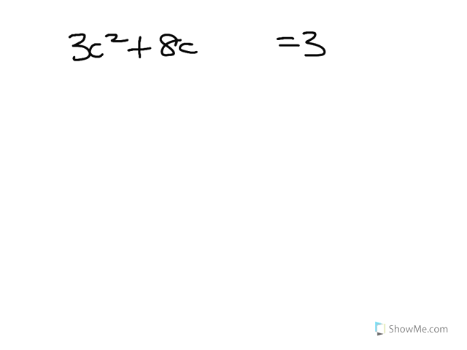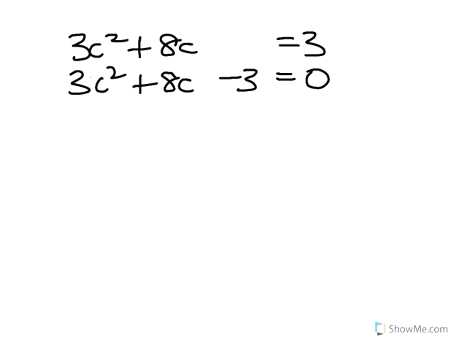Again, it's not in standard form yet. Standard form always has 0 on one side by itself. That 3 needs to be out of there. So we'll subtract 3 from both sides. We'll have 3c squared plus 8c minus 3 equals 0.